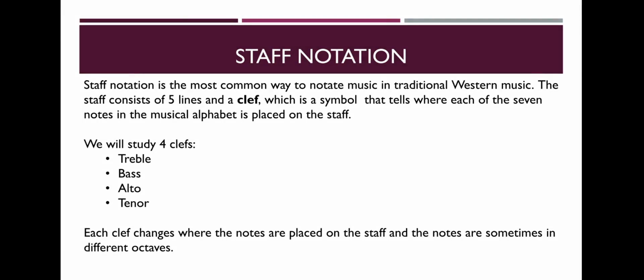Staff notation is the most common way to notate music in traditional Western music, and the staff consists of 5 lines and a clef, which is a symbol that tells where each of the 7 notes in the musical alphabet is placed on the staff. In this course, we're going to focus on 4 clefs: treble, bass, as well as 2 additional C clefs, alto and tenor. But for now, we will just focus on treble and bass.